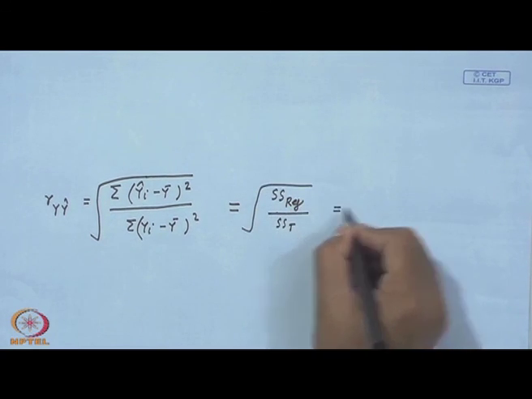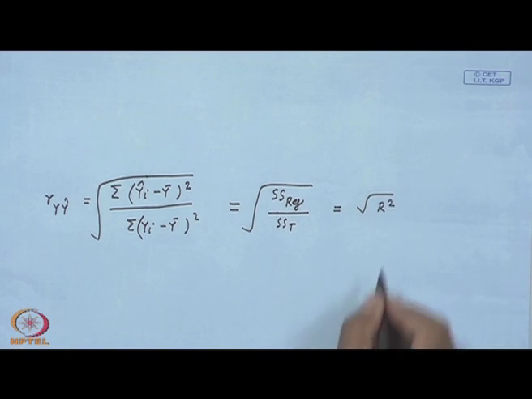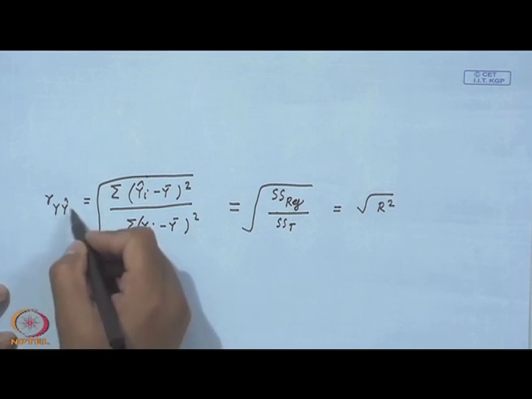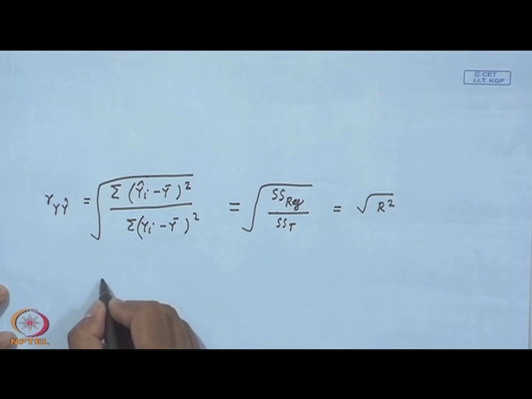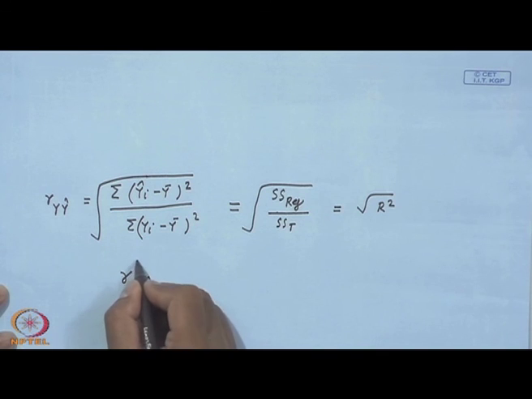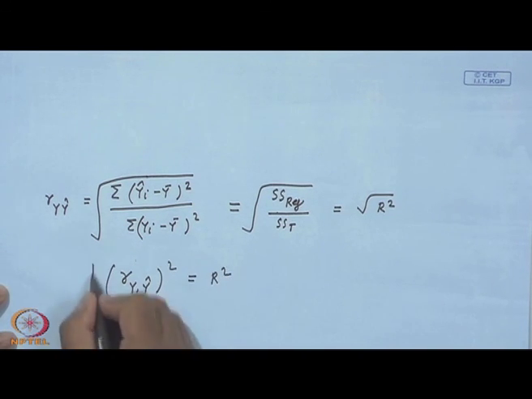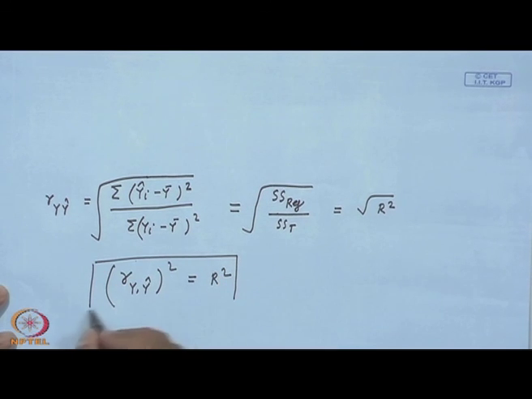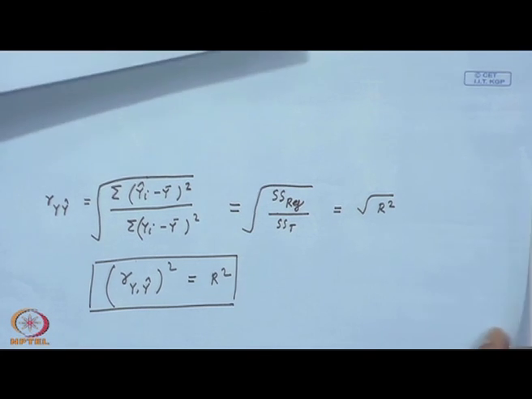So, what I got is that this is equal to R square. That is what you have to prove: the square of the correlation between y and y hat. So, R y y hat square is equal to R square. This is what we wanted to prove. Okay. So, next we will consider a practical problem.